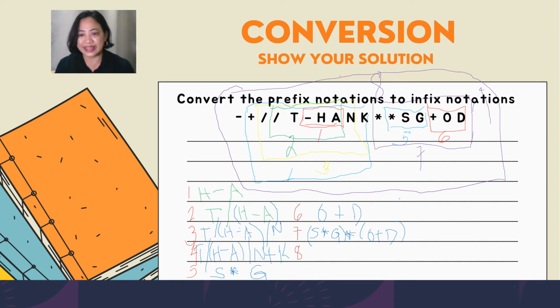Okay? And lastly, our eighth expression, okay, our number 8 is minus number 4 and number 7. Okay? So, minus number 4 and number 7. So, all we have to do is to copy the expression number 4. So, expression number 4, we have T divide. Copy lang po natin lahat. H minus A divide and plus K.